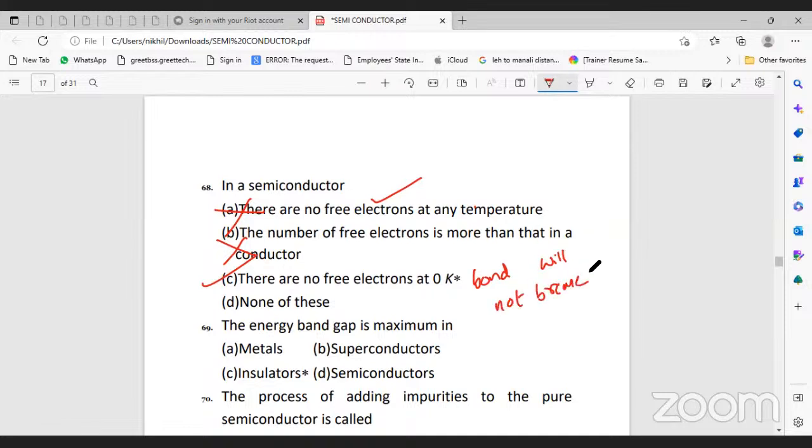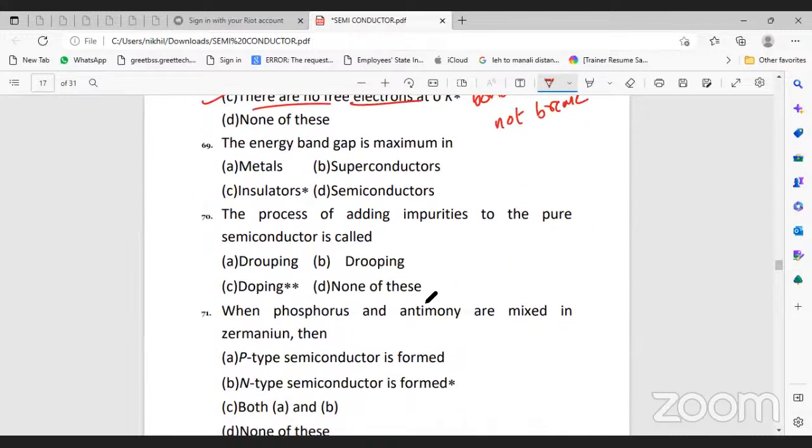Bond will not break. Therefore, there will be no free electrons. Energy band gap is maximum in the case of insulator, because for the insulator, the energy gap is more than 3 electron volt. The process of adding impurity to the semiconductor is called as what? Doping.